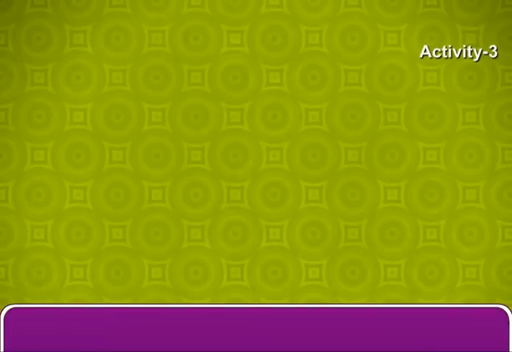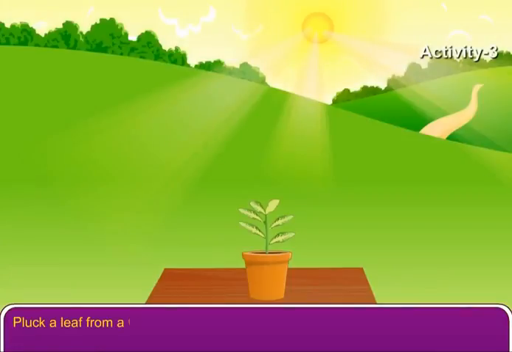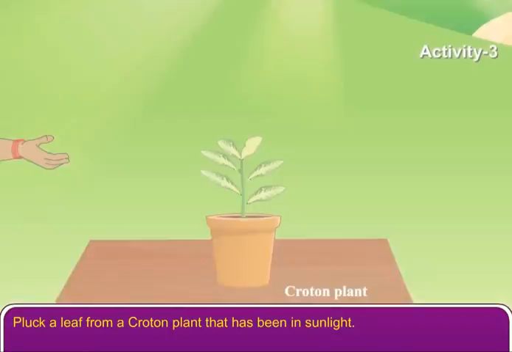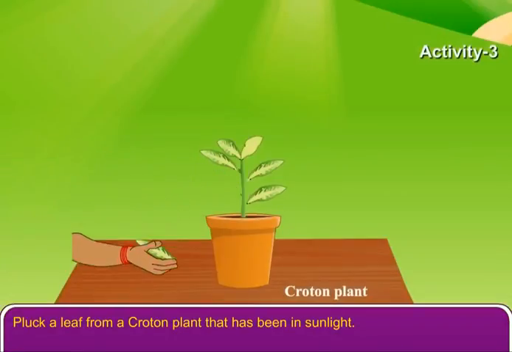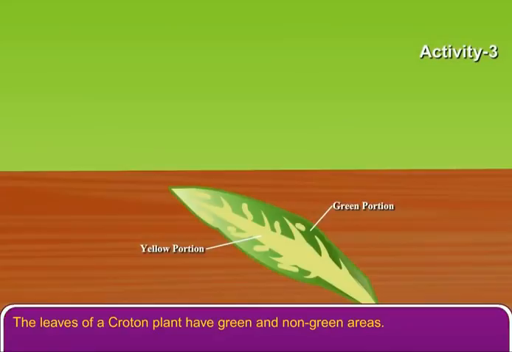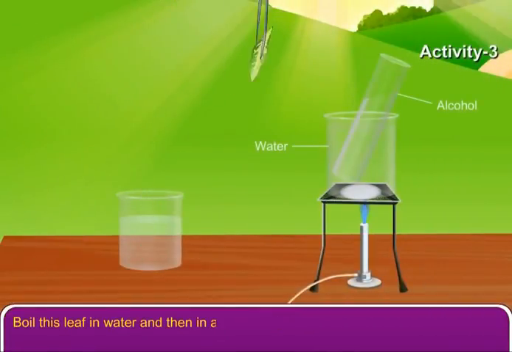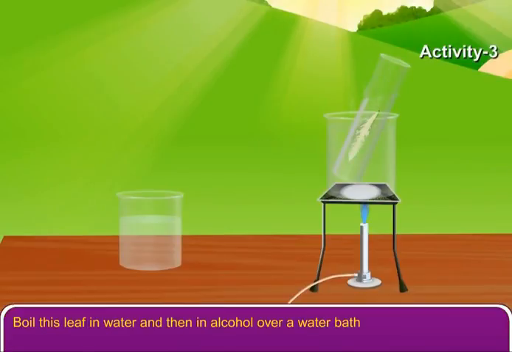Activity 3. Chlorophyll is essential for photosynthesis. Pluck a leaf from a croton plant that has been in sunlight. The leaves of a croton plant have green and non-green areas. Boil this leaf in water and then in alcohol over a water bath to remove its chlorophyll.